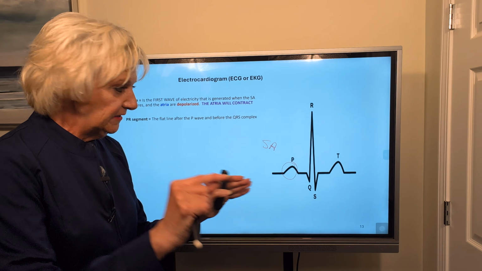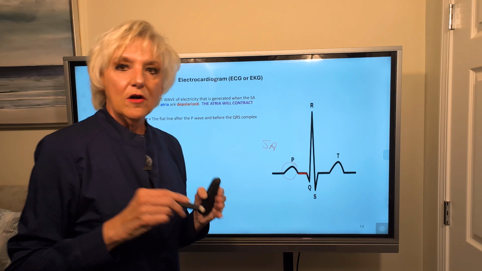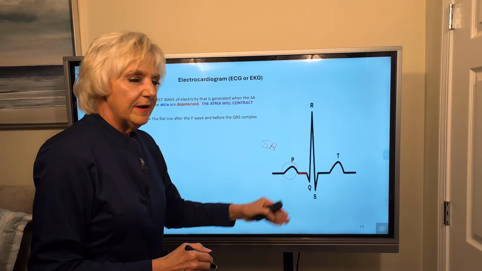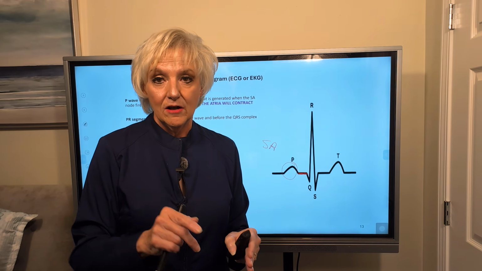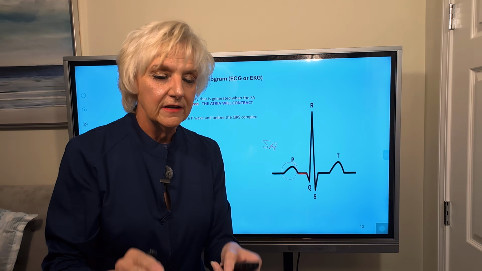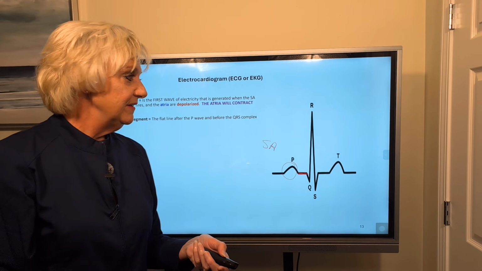Then you have this little flat line here, and that's called the PR segment. And that represents simply hold it at the AV node. That's the electricity pausing for just a brief second to allow the blood to get to the ventricles.